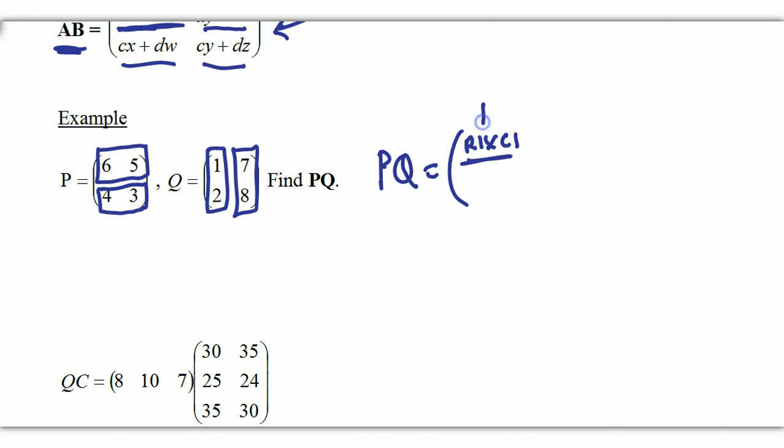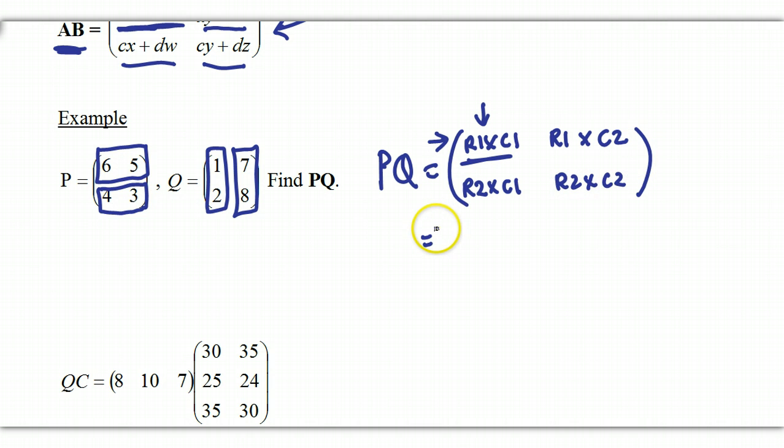It is in the first row, first column. Then the second element is still in the first row, but times the second column. And this third element here is in the second row, but in the first column. And the last element will be in the second row and the second column. And we go on to work out what each of these elements are.